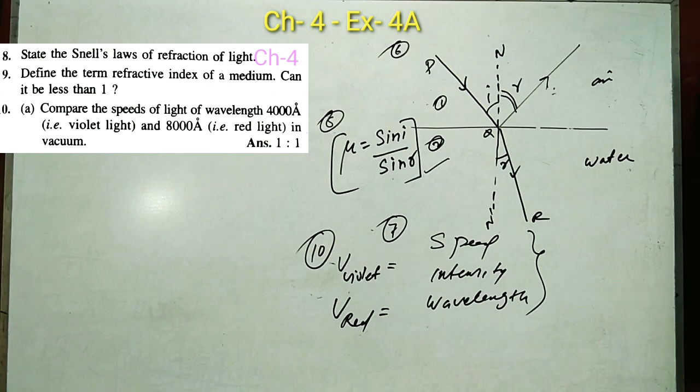So white light travels with a speed of 3 into 10 to the power 8 meter per second. What is the speed of light? 3 into 10 to the power 8 meter per second. So it is the same. The speed of light is the same for all wavelengths in vacuum or in air. So I can write V violet to V red is equal to 1 ratio 1. The speed for all wavelengths is the same in vacuum or in air.